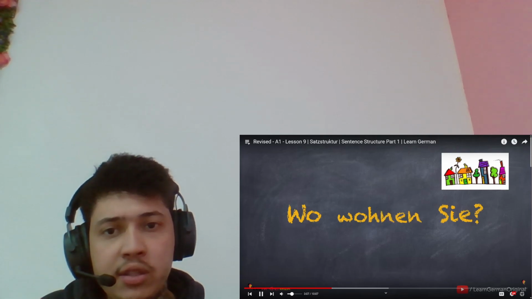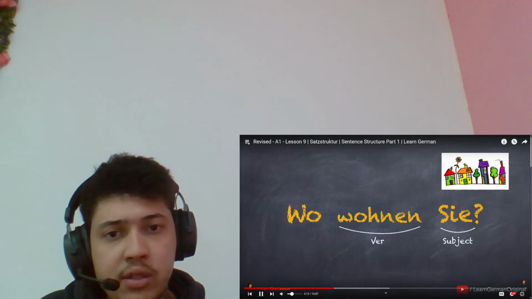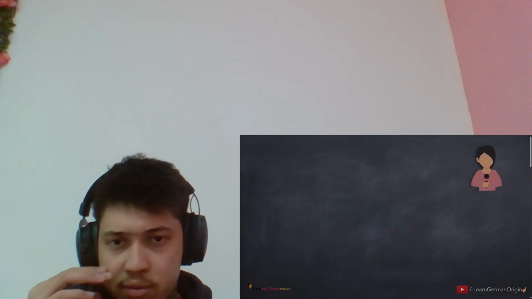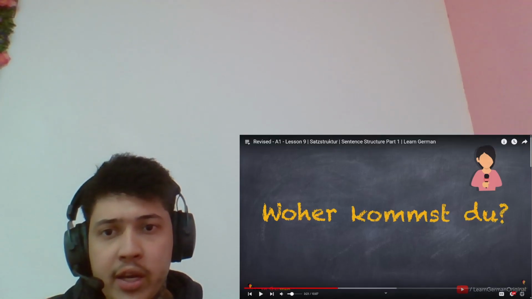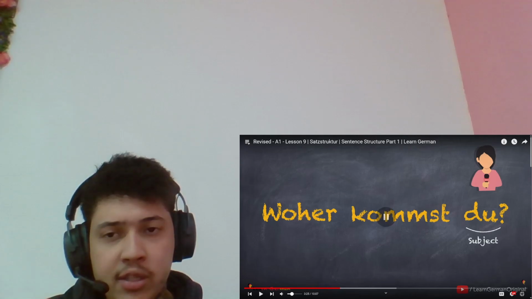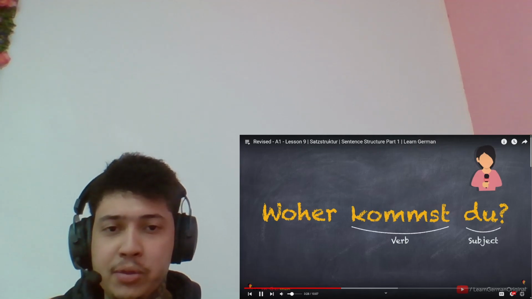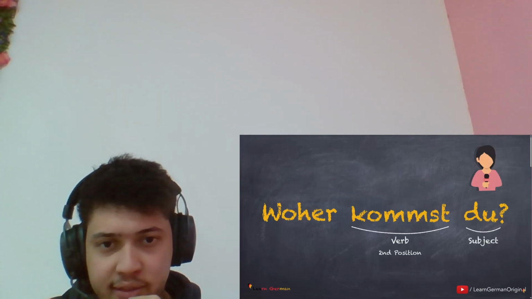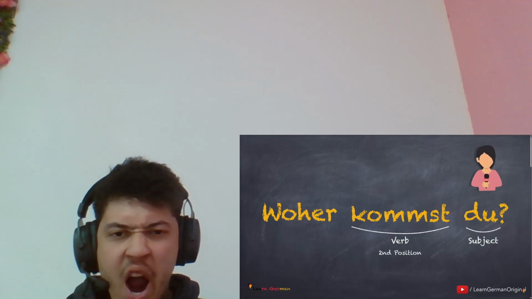In this case, Sie is the subject, whereas wohnen is the verb. Here's another one. Woher kommst du? Here, du is the subject. Kommst is the verb. In both these cases and all other W-Fragen, the verb is placed in the second position. The subject is on the right side of the verb.